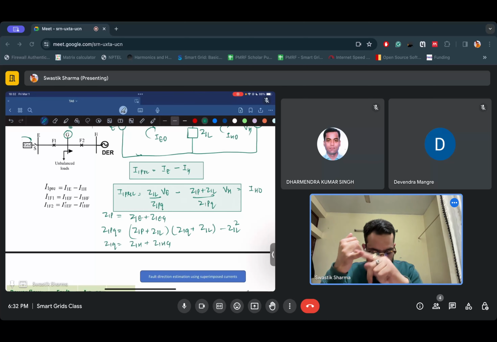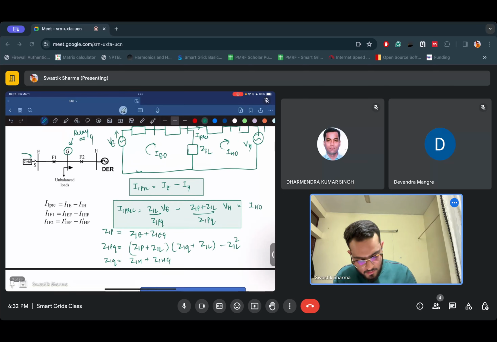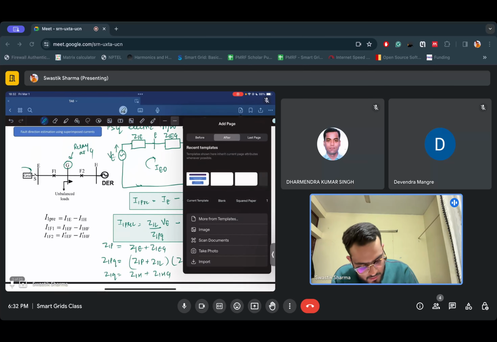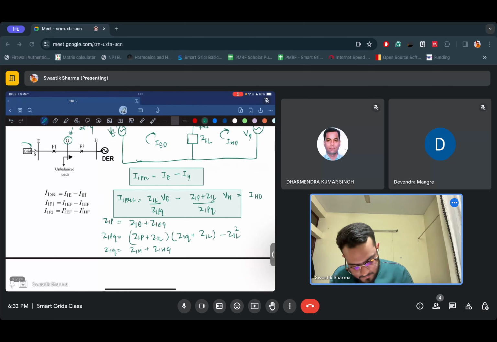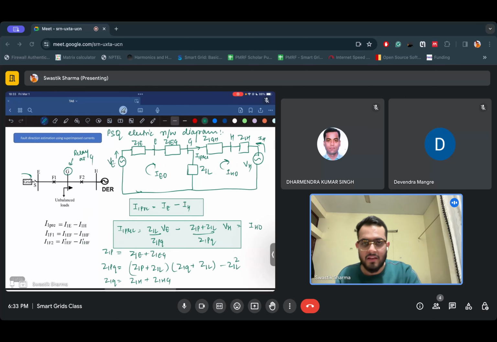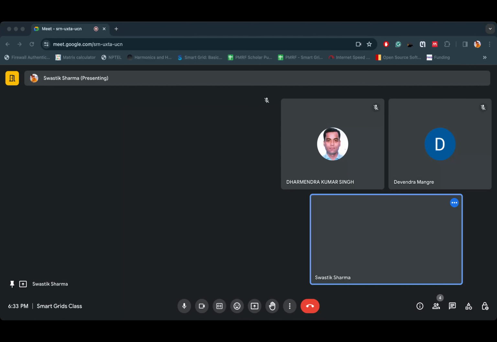And you know what the pre-fault contribution of both the systems would be. So you know IE, you will be able to calculate IH, right? So this is how you calculate it using the pre-fault conditions. Now let's say a fault has occurred. So if a fault at F1 took place, let's draw the diagram again.